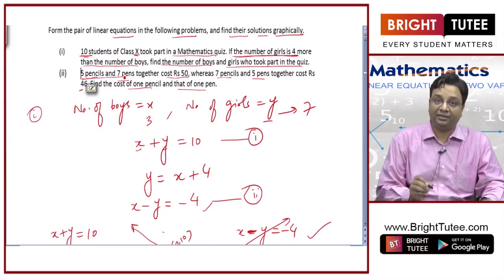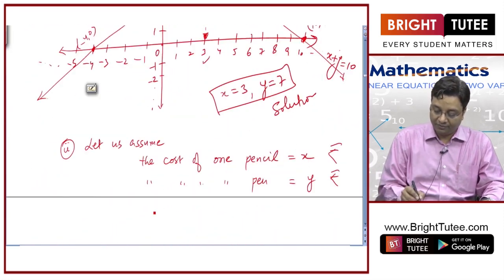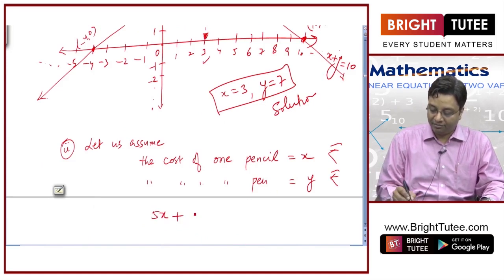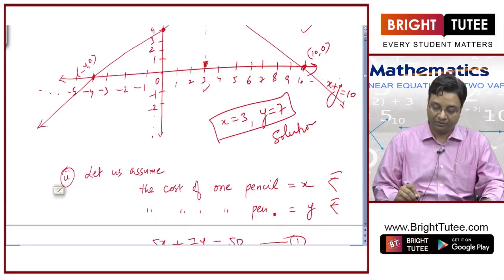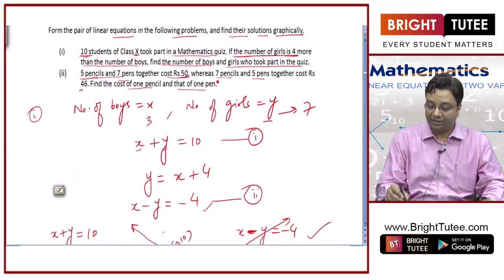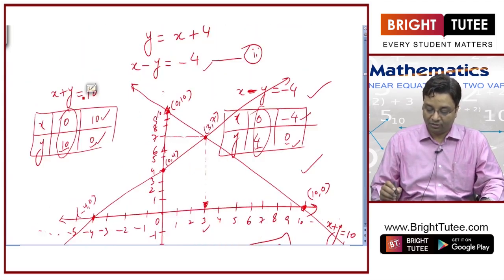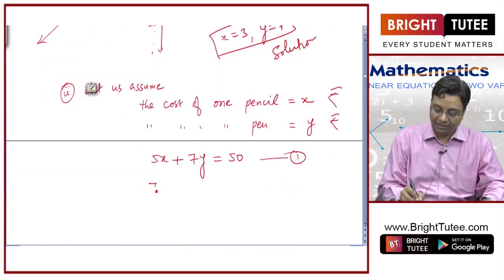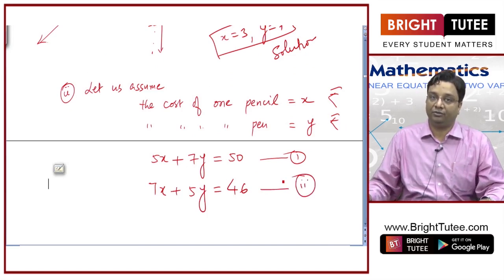5 pencils and 7 pens cost rupees 50. So, 5 pencils means 5x rupees and 7 pens means 7y rupees, and it is equal to rupees 50. So, this is the first equation that I can form out of this question. Second situation is 7 pencils and 5 pens both together cost rupees 46. So, 7 pencils means 7x rupees and 5 pens will cost me 5y rupees, and this total cost is 46 rupees. So, this will give me my second equation here.